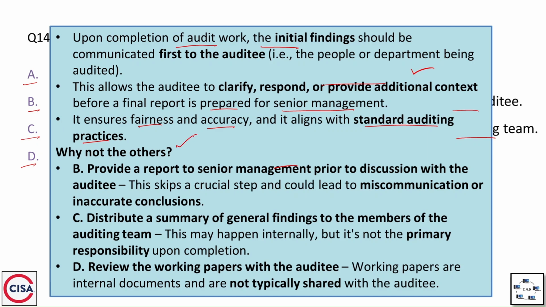Why not the other options? Option B, provide a report to senior management prior to discussion with the auditee. This skips a crucial step and could lead to miscommunication or inaccurate conclusions. Option C, distribute a summary of general findings to the members of the auditing team. This may happen internally, but it's not the primary responsibility upon completion. And option D, review the working papers with the auditee. Working papers are internal documents and are not typically shared with the auditee.